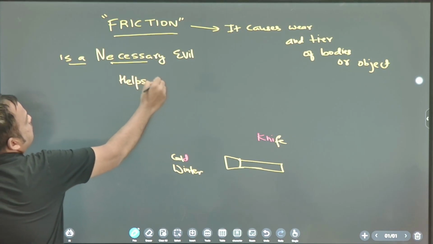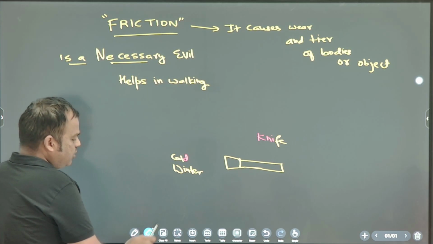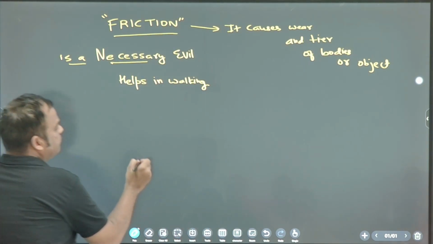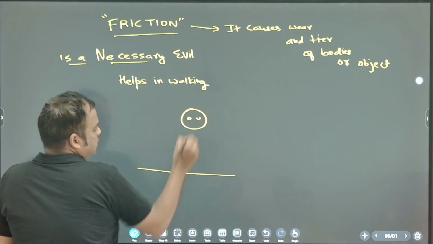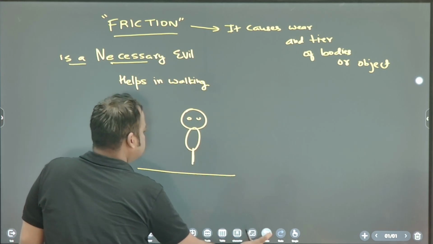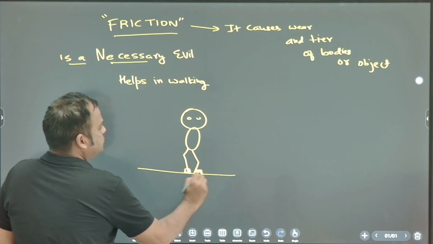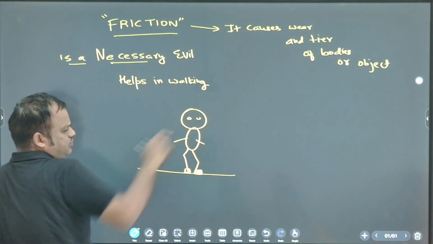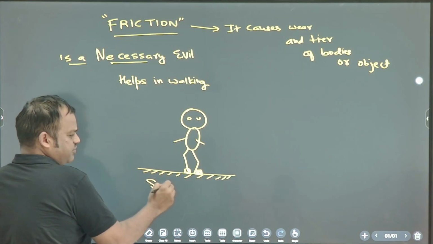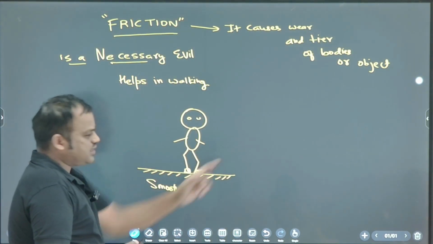Friction helps in walking. Can you walk on a smooth floor? We cannot walk on a smooth floor, correct? See how. So how do you walk? Suppose these are the shoes. Now this person wants to go. So what will this person do? Now this is the surface. This is the smooth surface. Now the person wants to go to the right side.